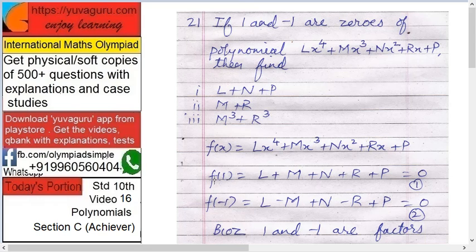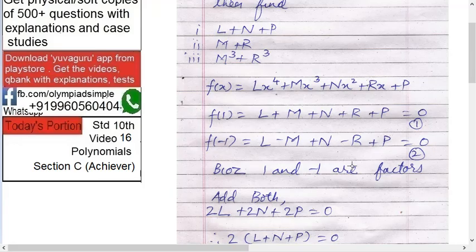So in this case it should be f of 1 equals L plus m plus n plus r plus p, right? Because everything is 1, so it will remain as it is, equals 0. Put it as equation number 1. F of minus 1 equals, do this again, L minus m. Why minus m? Because it's minus 1 cube now, right? Plus n minus r, because it's minus 1, and plus p equals 0, right?